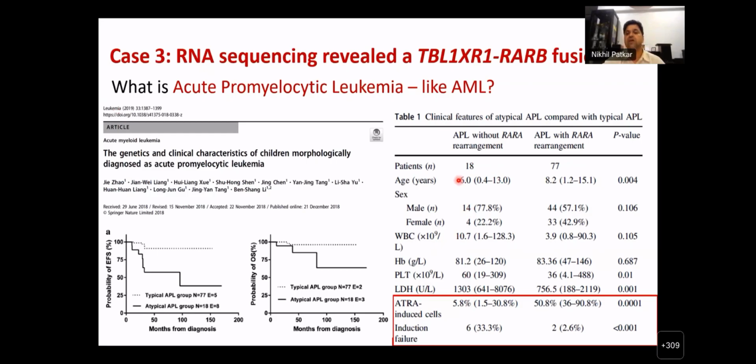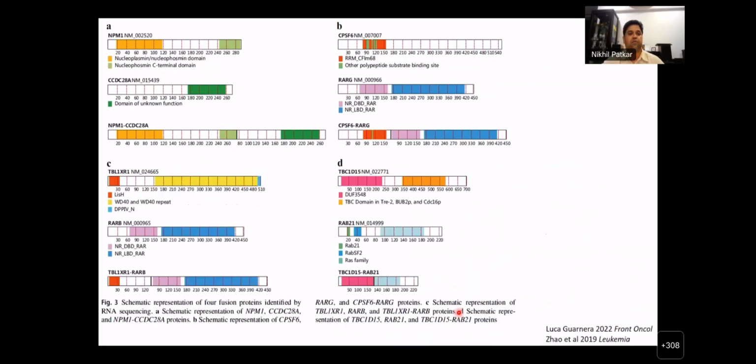Without RARA gene rearrangements, but had some other gene rearrangements. Importantly, nearly 33% of those patients did not respond to ATRA-induced treatment. So clearly, this is a problem. Now, those fusions included genes like NPM1, like RAR-A, RAR-B, RAR-G, and so on. And these were actually called as APL-like disease.